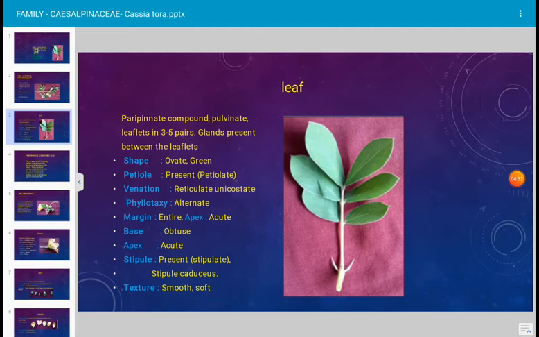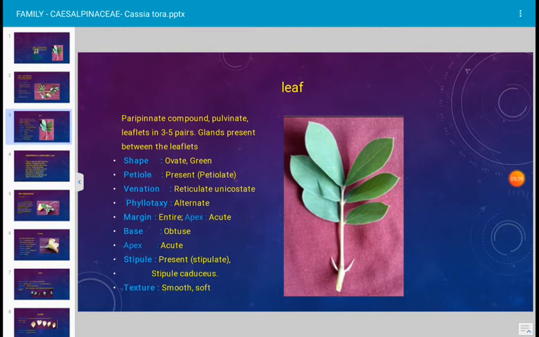And apex of the leaf is acute. Okay. And base of the leaf is obtuse. What is obtuse? Obtuse base means it is not pointed, it is not narrow. Obtuse means it is not pointed. Base of the leaflet is not pointed. That is described in taxonomy, that obtuse leaf base, and apex is acute, that is pointed.